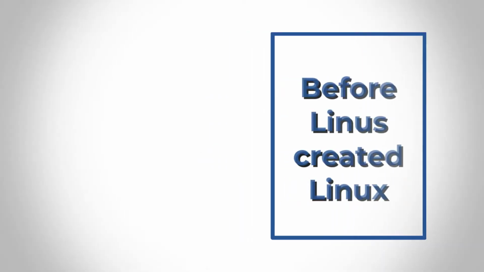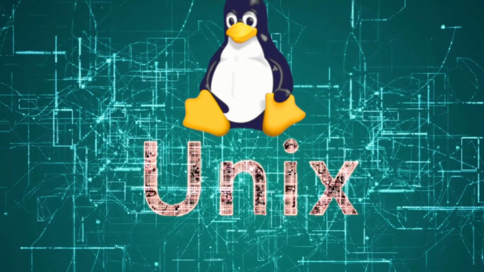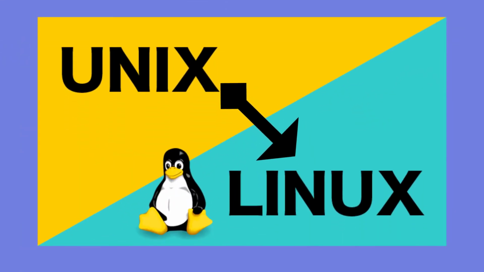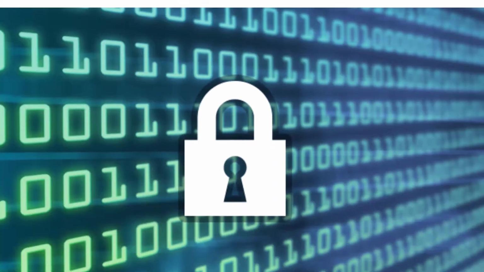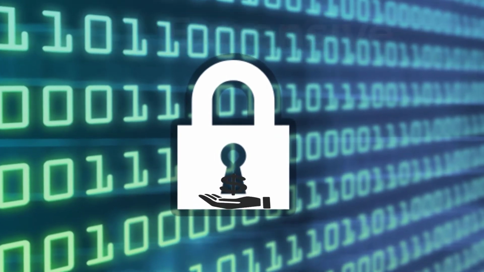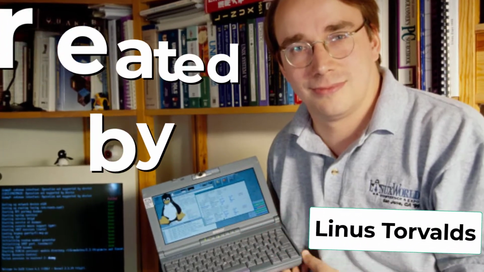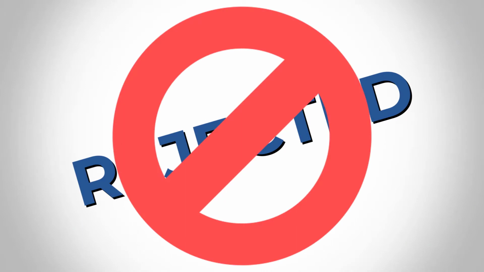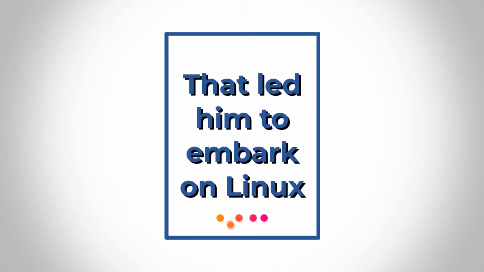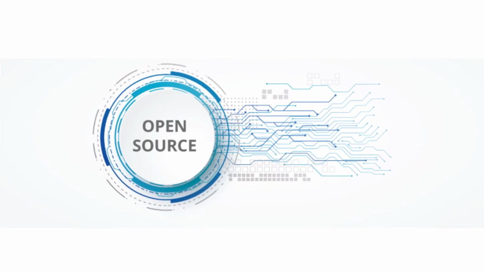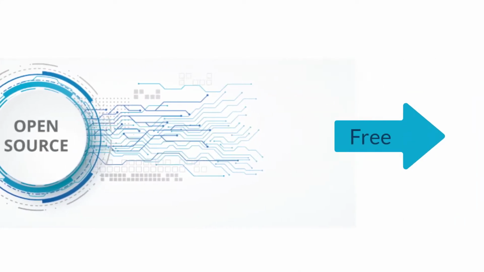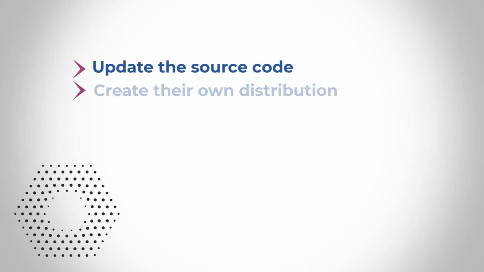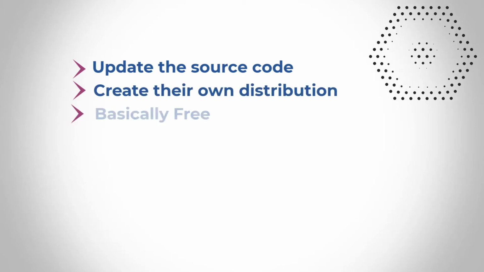Before Linus Torvalds created Linux, there was the UNIX operating system, and Linux is literally a clone of UNIX. But UNIX was more of closed source, more difficult and expensive to use, the commercial version. Linus suggested some improvements to the guys behind UNIX, which obviously was rejected. And that led him to embark on the Linux project. And he made it open source, which means free. Anyone could take the source code and update it if they like, do whatever they want with it, create their own distribution of it, but it's basically free.